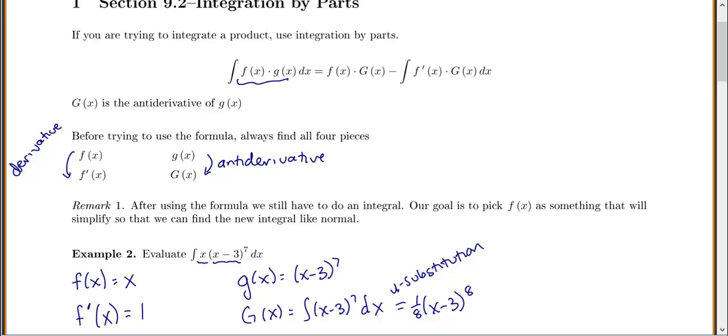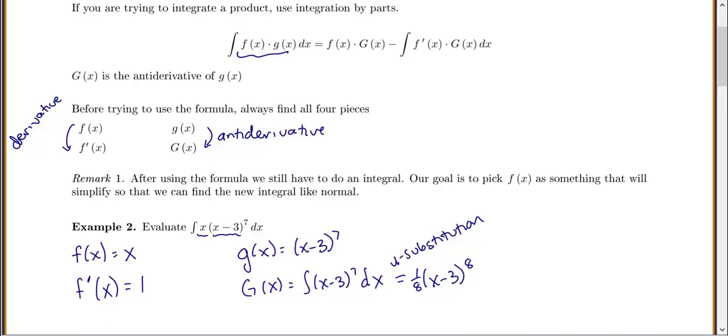Now, we normally always put a plus c, but this is just going into our formula. We'll save our plus c for the very, very end. At the very end, we'll tack on a plus c and we'll be good. So we found f prime of x and capital G of x, which was the integral, and we had to use u substitution, but I just went ahead and told you what it is so that we don't get really complicated and confuse the issue.